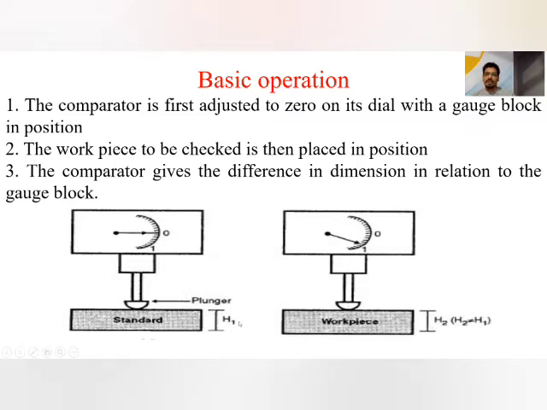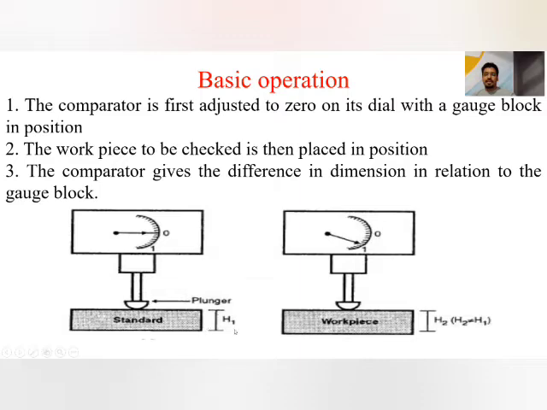So first, when the height of the standard and the height of the workpiece are equal, then the pointer will not deviate from its position. It will show you zero. It means our workpiece is manufactured according to the standard size. There is no variation. So it is clear that the comparator does not tell you the actual dimension. It will tell you only the variation of the workpiece dimension from the standard dimension. And the variation can be zero, it can be on the positive side, or it can be on the negative side with respect to the standard.